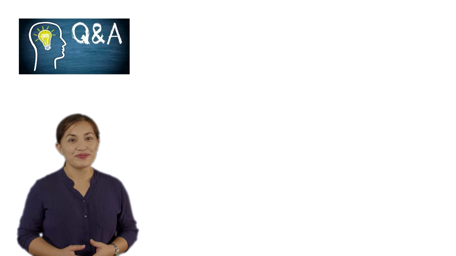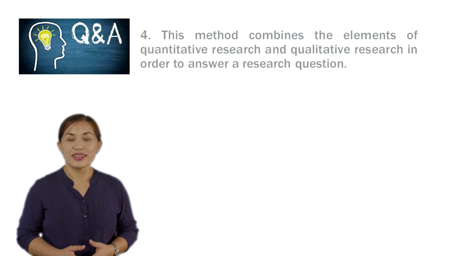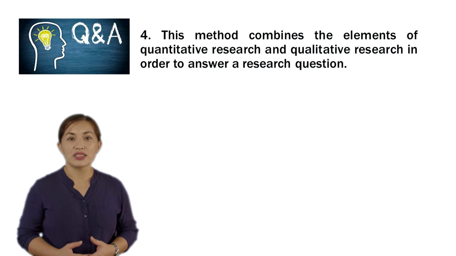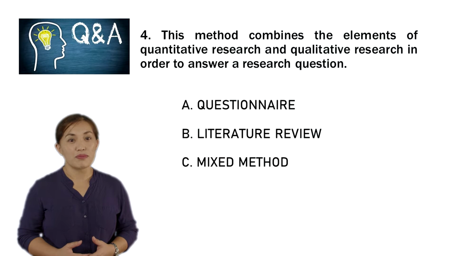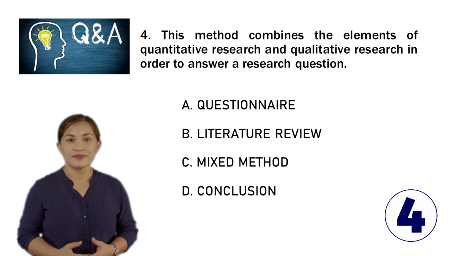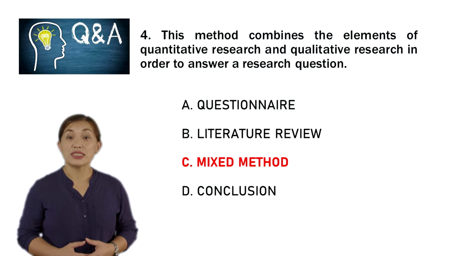2 more to go. Number 4. This method combines the elements of quantitative research and qualitative research in order to answer a research question. A. Questionnaire. B. Literature review. C. Mixed method. Or D. Conclusion. The answer is C. Mixed method.